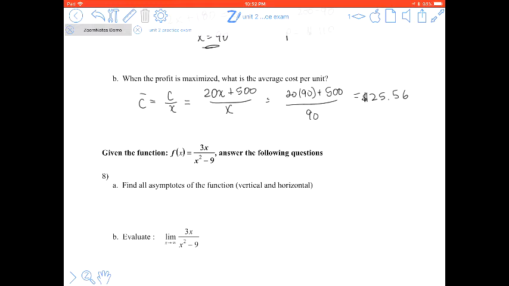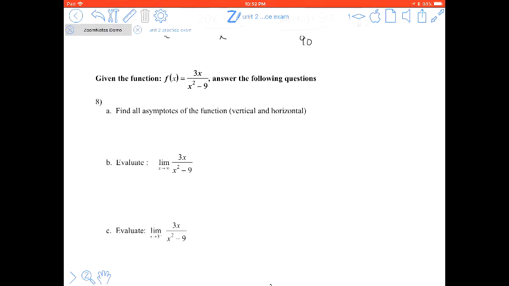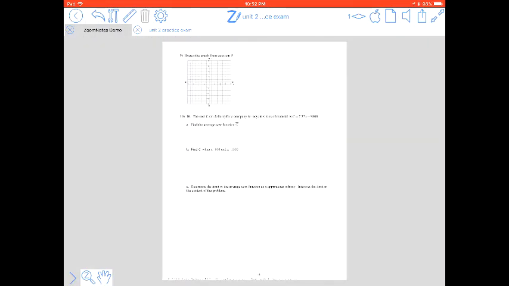Okay, question 8. For A, we need to find all the asymptotes. B and C, we've got some limits at infinity and infinite limits to evaluate. And then part D, there's a graph there. And to be honest with you, I'm going to start with, well, question 9 is not part D, it's another question. I think it'd be easier to answer question 9 and then go back and answer question 8.